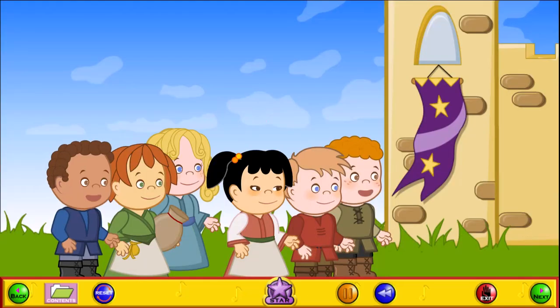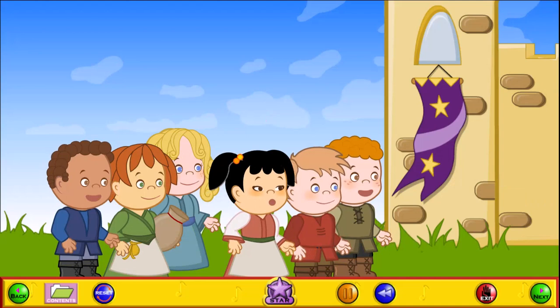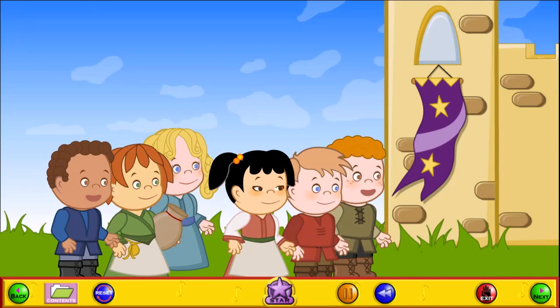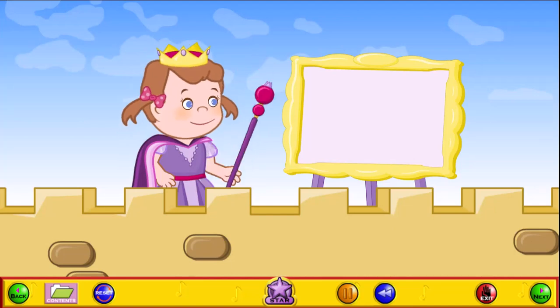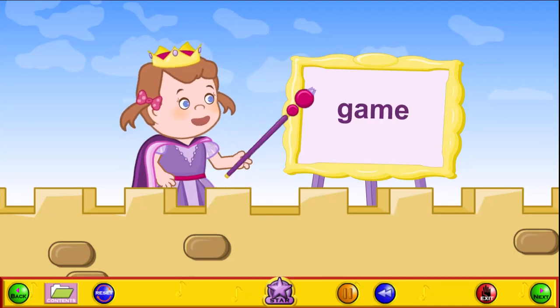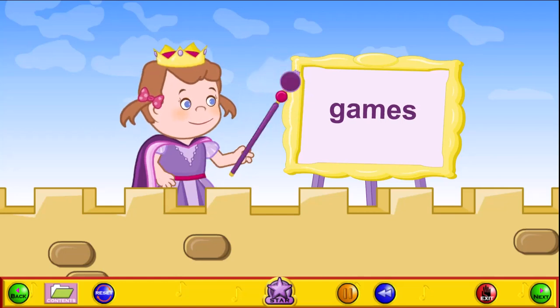The crowd is amazed by her teaching. Oh, wow! Happy with the crowd's enthusiastic response, the queen continued her speech. Here I have the word game. If I wanted to talk about more than one game, I simply add an S, and now I have games.